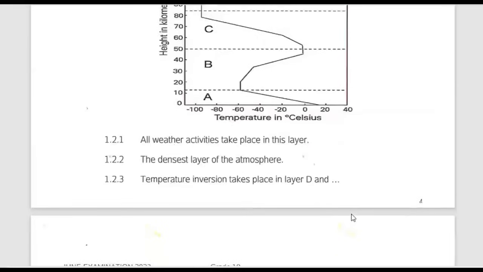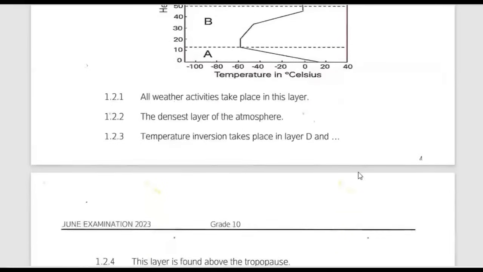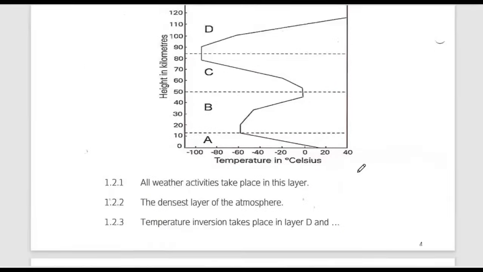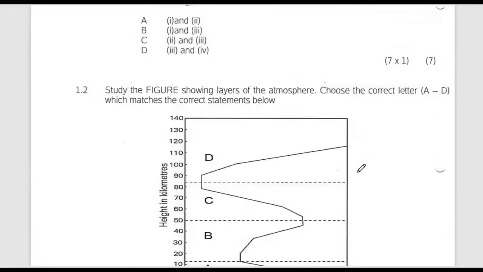So we want to answer the questions quickly. All right. Here, you must follow instructions. Again, if you get a question like this one, you must follow instructions. If the question is saying choose the correct letter from A to D, you must not write the names of the layers. You must just write a response based on the letter which is provided.